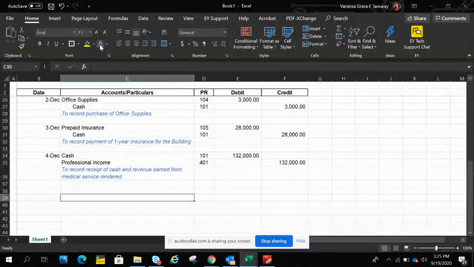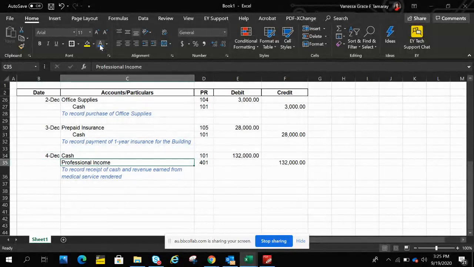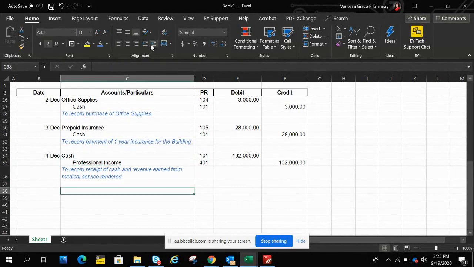Okay? So, nakatanggap na tayo ng cash. Sabi, received cash. So, 132,000 cash. And then, we also have, saan galing yung cash? Kasi nag-render tayo ng medical service. Kaya meron tayong professional income. Next.